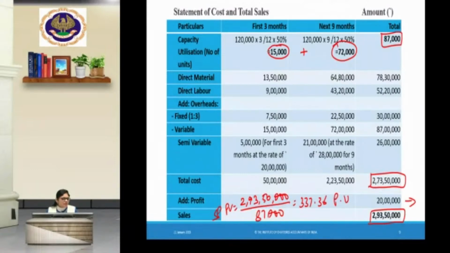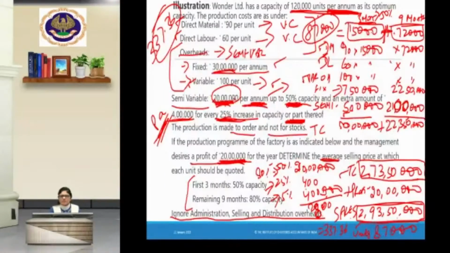No, you just can't calculate for 5% alone. It's actually given here in this question. If you can see, 4 lakh for every 25% increase in capacity or part thereof. You don't have to take 4 lakh for 5%. It is given 4 lakh. You have to take, even if it is 1% extra, you have to take the next 4 lakh.